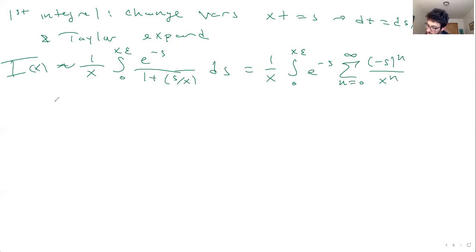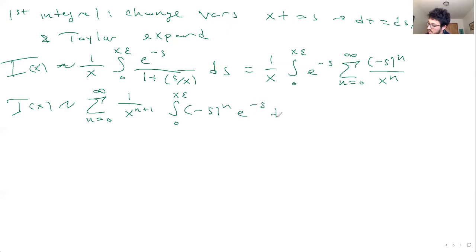And I can also write this as I of x to leading order. Now if I factor out the sum, I have 1 over x to the n plus 1, integral from 0 up to x epsilon, minus s to the n, e to the minus s ds, okay?